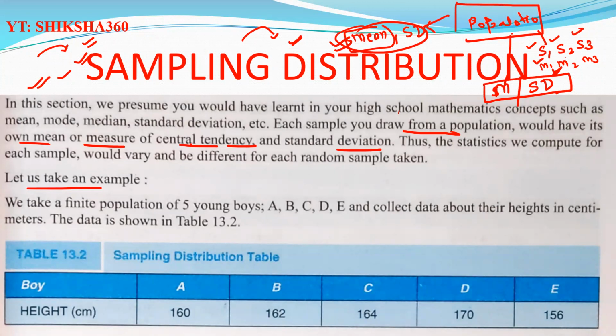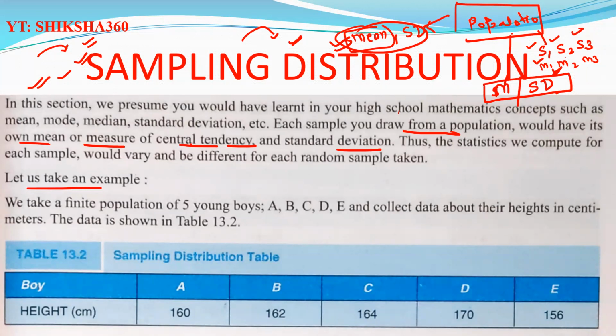In a nutshell, what they want to say is that the mean of the overall population is equal to the mean of all the sample means of that population. They are giving one scenario here. Let's understand what they want to say.